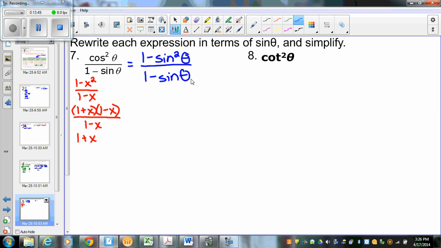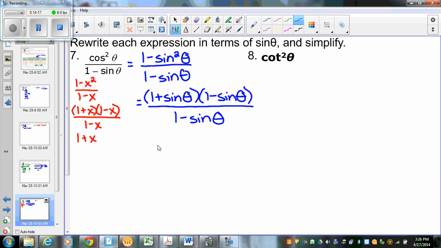So how does that translate back to what I've been doing here in number 7? Well, x's are just variables, just like sine of theta is really just a variable. So it can be dealt with the same way. So 1 minus sine squared theta could be rewritten as 1 plus sine theta times 1 minus sine theta as a difference of two squares. And then over 1 minus sine theta. So now your 1 minus sine thetas will cancel, and you're just left with 1 plus the sine of theta. So cosine squared theta over 1 minus sine theta is equal to 1 plus sine of theta.